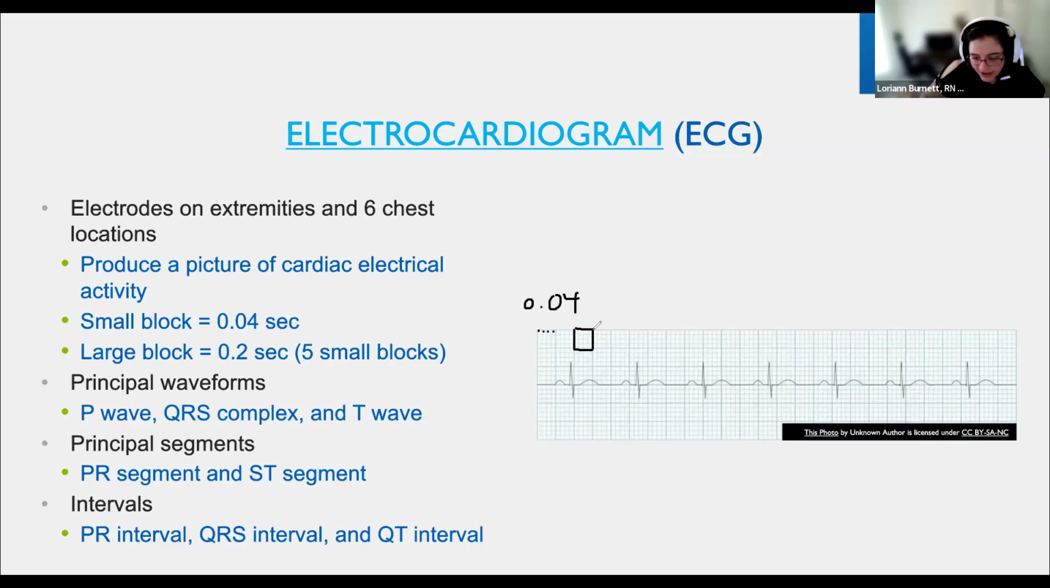And there are actually 5 in here. Let's see. 1, 2, 3. Supposed to be 5. And we know 4 times 5 is 20. So 0.04 times 5 is 0.20. So each of those little boxes is 0.04 seconds, and each big box is 0.2 seconds. We need to know this because we have certain ranges of what is acceptable levels.